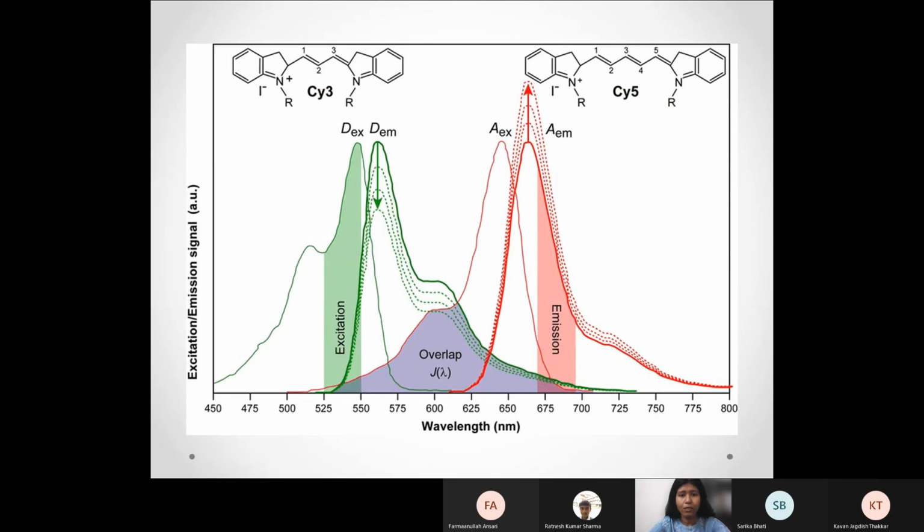So what you see here are two spectra. These are two molecules, Psi3, Psi5. That's just the name, forget it for now. You have two molecules which have a characteristic excitation spectra and a characteristic emission spectra. So what is an excitation spectra? What is an emission spectra?